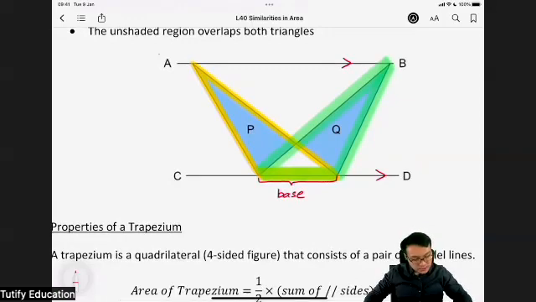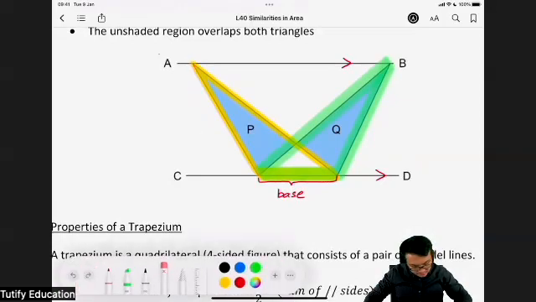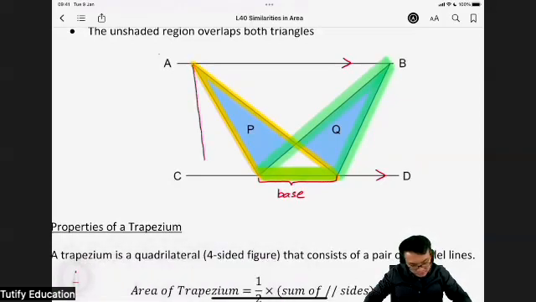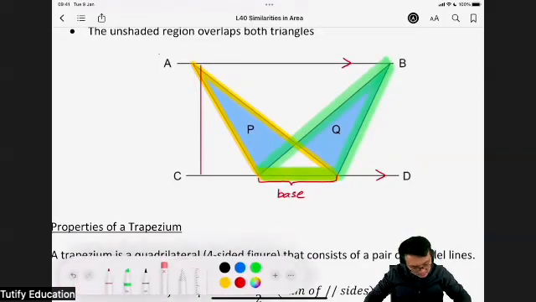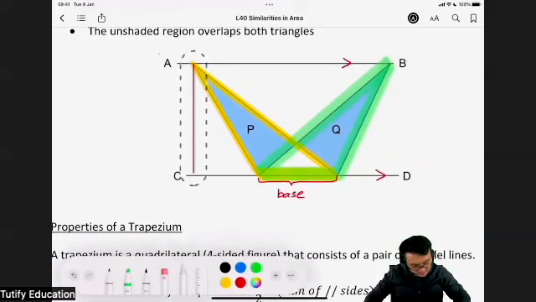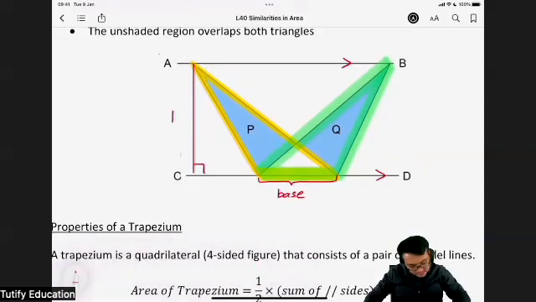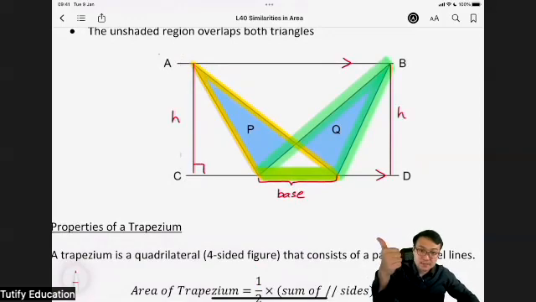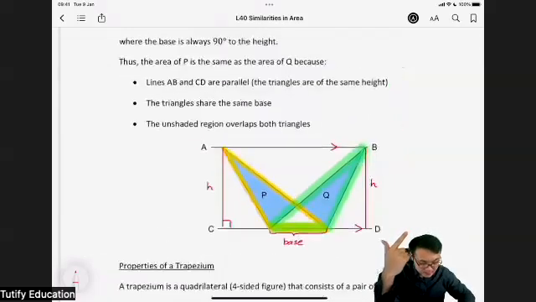Now, the height of the yellow triangle, the height must always be 90 degrees, correct? So if I were to draw the height of the yellow triangle, it will be 90 degrees. Let me just shift it a little bit so that it's touching the tip of the triangle. So this is 90 degrees. Can I say that this is the height of the yellow triangle? Yes. The green triangle? The same. They have the same base. Agree? Yeah. They have the same height. Agree? Yes.